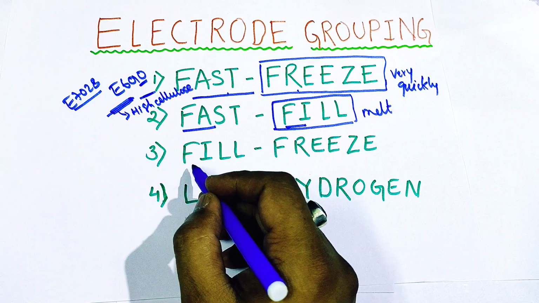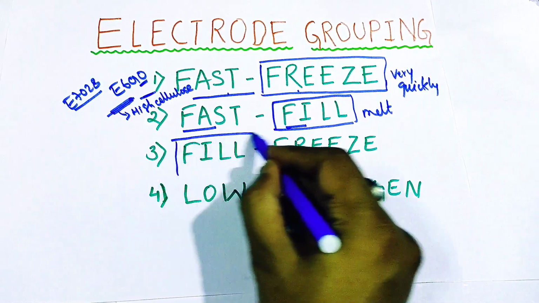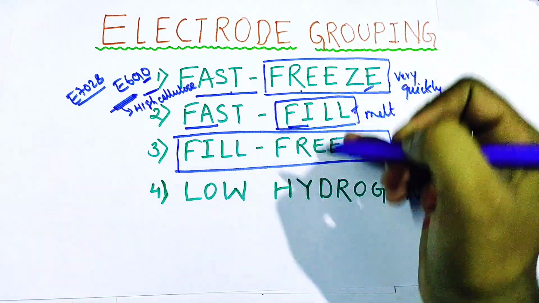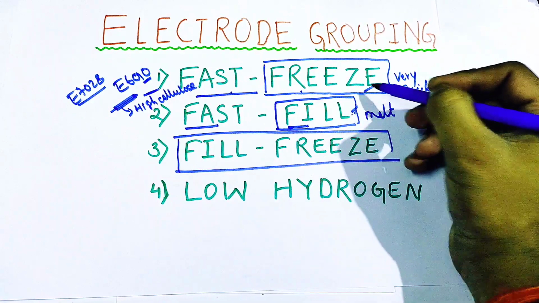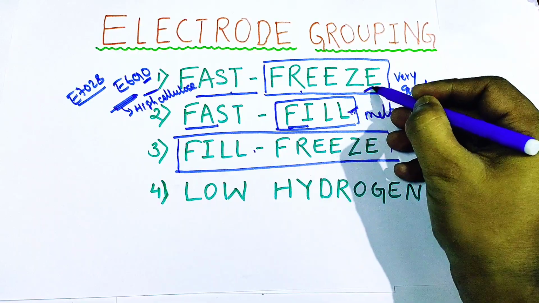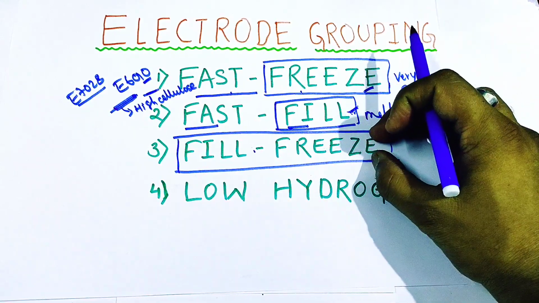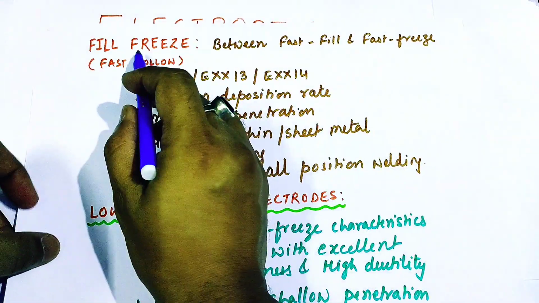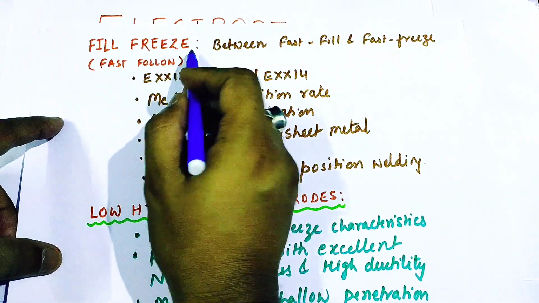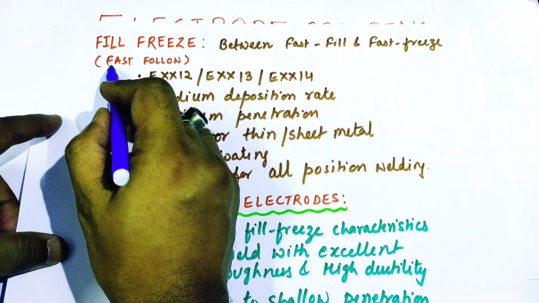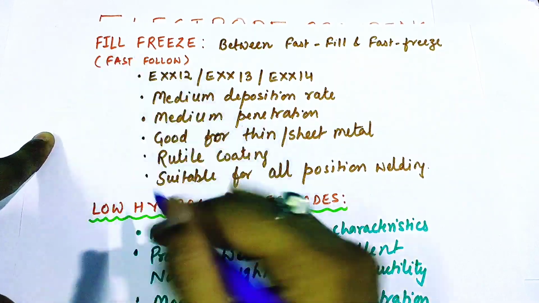Now we'll move to the third electrode, and the third electrode is fill freeze. Both things are written, fill and freeze, means it is a compromise of fill and freeze, or this electrode has characteristics in between fast fill and fast freeze, means it has properties in between the fast fill and fast freeze electrodes. So here I have also written that fill freeze electrodes are a compromise between fast fill and fast freeze. It is also sometimes, very seldom, called fast follow electrodes.